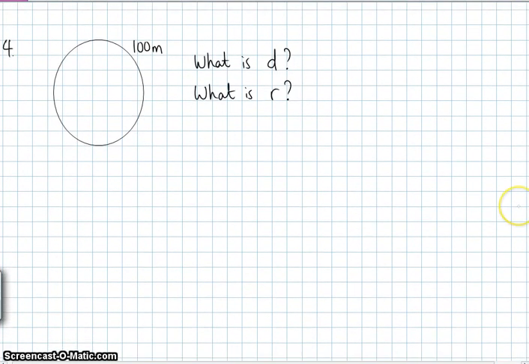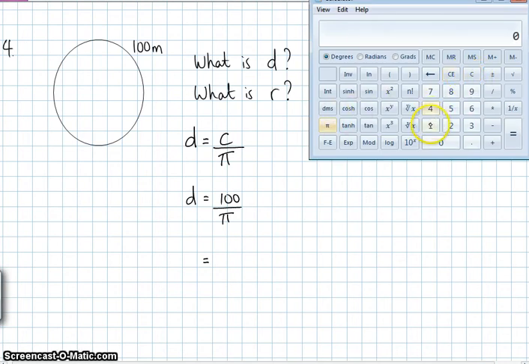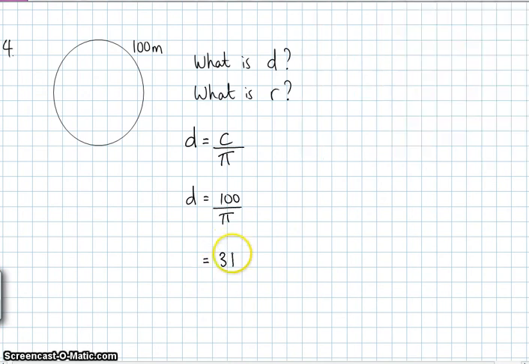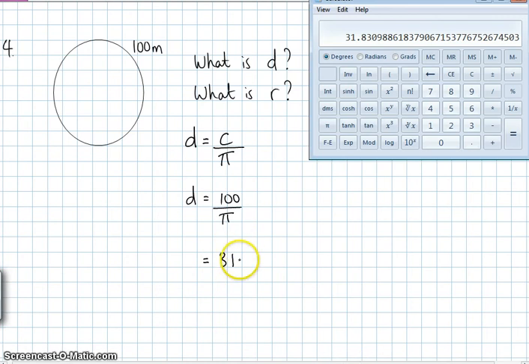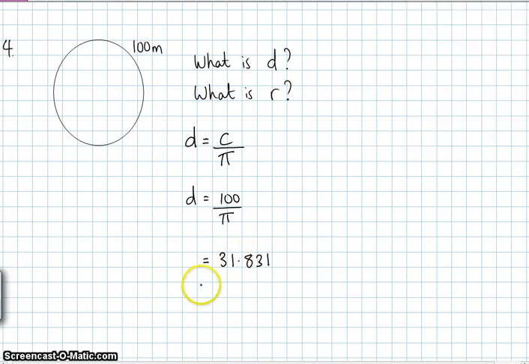Next one, number 4. What is D? What is R? So this time D, remember we're working out the smaller one, so it has to be the circumference divided by pi, because we're trying to get the smaller number. So that means D equals, again, equal signs lined up, 100 divided by pi equals, again, bring up the calculator, clear, 100 divided by pi equals 31.831. D equals 31.8 meters. Again, units, this time the units are different.